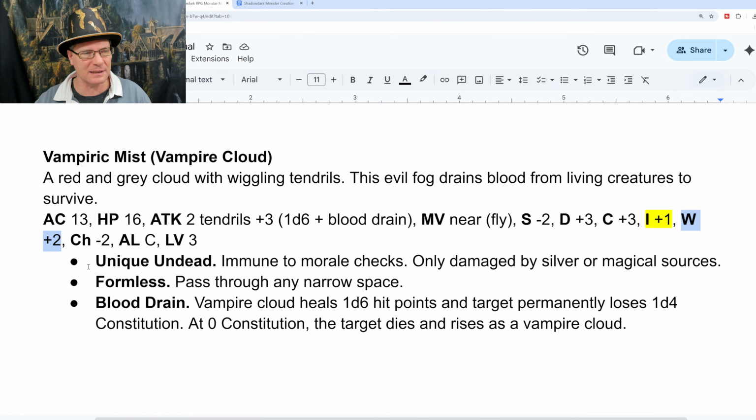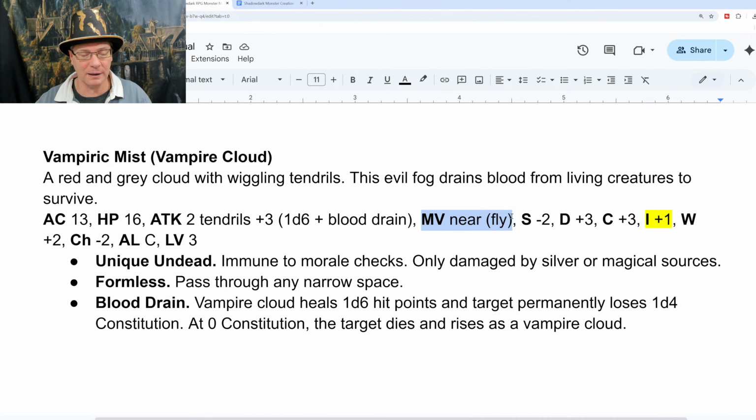And then its charisma is a 7 on the stat block, which is a -2. I kept that. So the only things I really changed in the stats were the intelligence and the wisdom. Okay, so that's that bit.